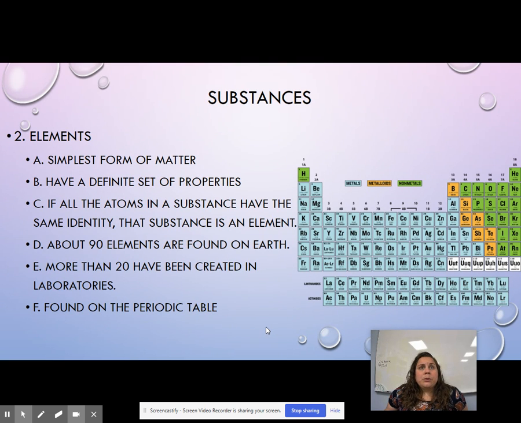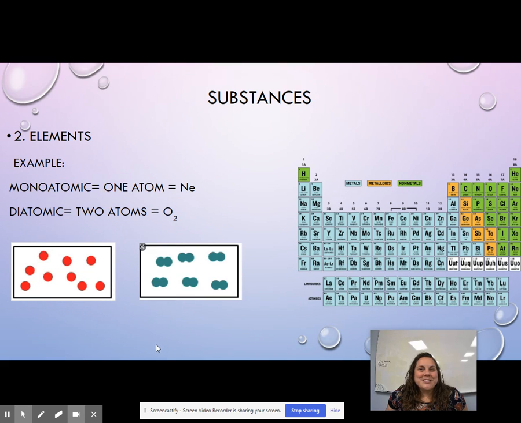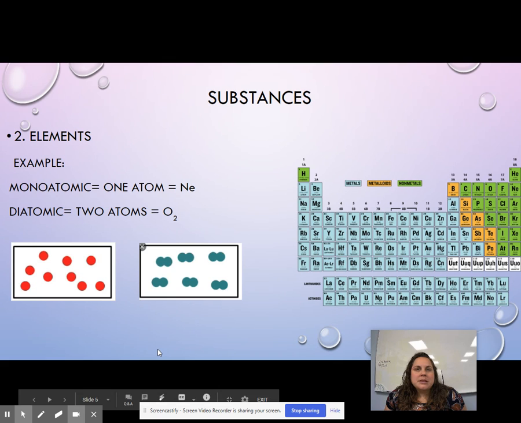Elements are the simplest form of matter. They have a definite set of properties. If all of the atoms in a substance have the same identity, that substance is an element. These are all found on the periodic table. Here we have some element examples. There are two kinds. We have monoatomic elements and diatomic elements. Monoatomic are things like neon, where they're found alone. It's just one circle. Diatomic would be oxygen. They tend to bond to each other. Notice both of these have one color throughout, just one thing.